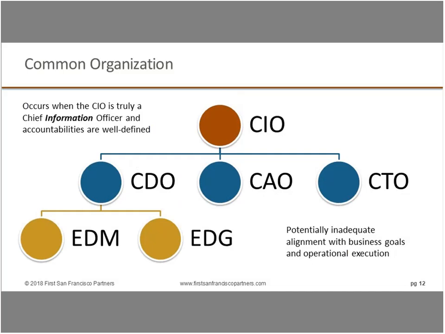Here is another organizational structure to consider. We've talked a little bit about the chief information officer, but not a ton. Here's an organization where the chief data officer, chief analytics officer, and chief technology officer map up to the chief information officer. Underneath the chief data officer is, of course, enterprise data management and enterprise data governance. Under the chief technology officer would be infrastructure and applications, et cetera.